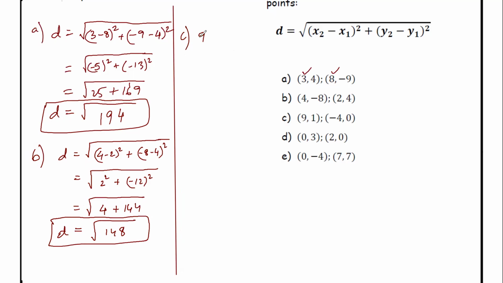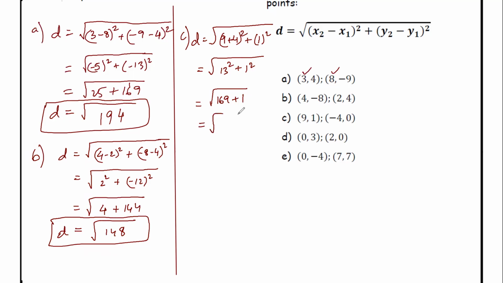9 minus of minus 4. So remember, D is equal to root of 9 minus of minus 4, that is 9 plus 4, the whole thing squared, plus 1 minus 0, the whole thing squared. So that's 1 square. So that's root of 13 square plus 1 square, or simply 1. So that's root of 169 plus 1. So that's root of 170.